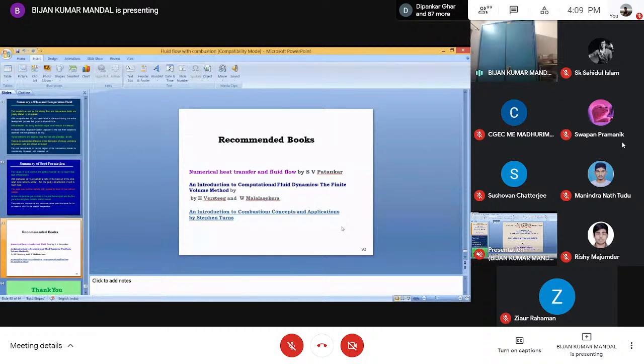And for combustion, I suggest you go through this book: An Introduction to Combustion: Concepts and Applications by Stephen Turns. That is a very good book, written in a nice manner. So you can read these books.